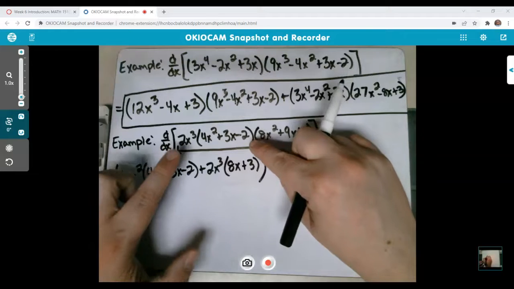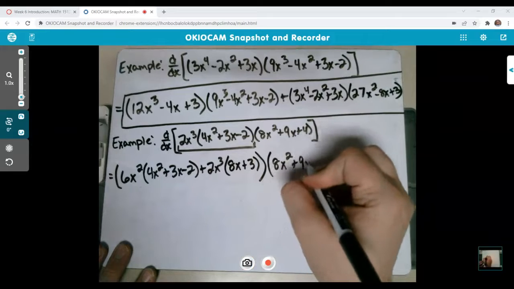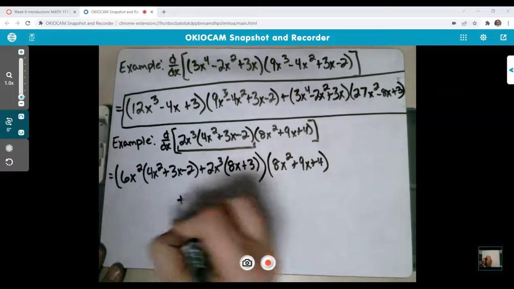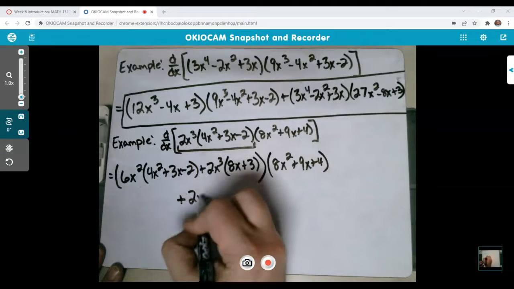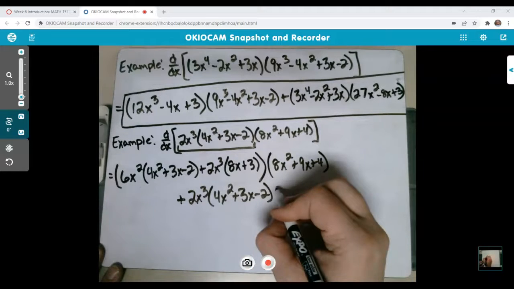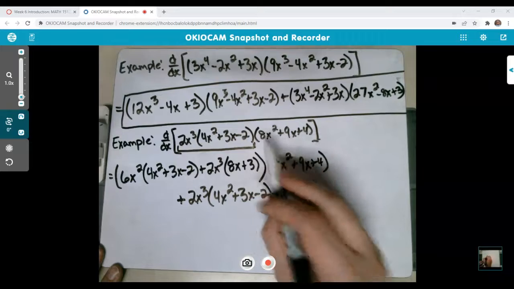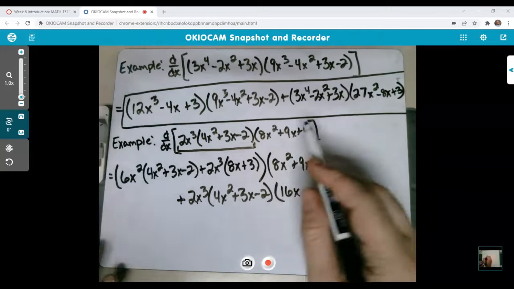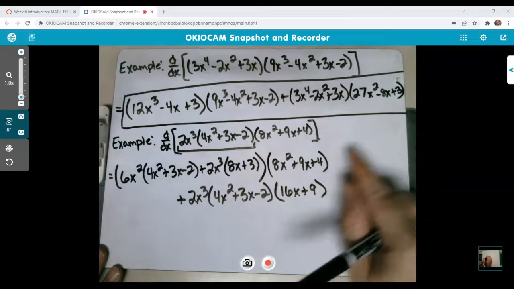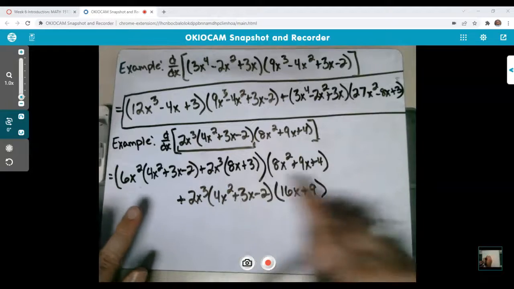Now, I need to multiply that by leaving this part. So leave 8x squared plus 9x plus 4. Now I have to do plus, leave the first part, so leave 2x cubed times 4x squared plus 3x minus 2, times the derivative of this part right here. For 8x squared, we bring our 2 down. 2 times 8 is 16, so 16x. Derivative of 9x is 9. I wouldn't have made that fit right here, and so that's why I brought it down, but this should be all on one line. I just didn't have space, but that's how we do that one.